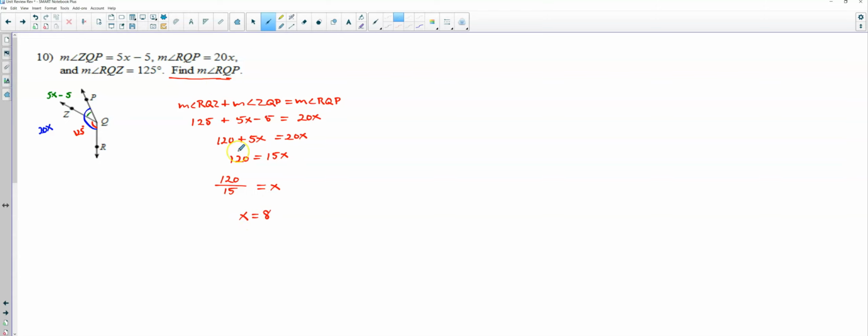Once I have that, it doesn't say find x, it says find the measurement of RQP. So I'm going to go to RQP. RQP is 20x. So that means the measurement of angle RQP equals 20x, which is 20 times 8, which is 160. 2 times 8 is 16. Put that 0 there. So that is the measurement of angle RQP. There we go. That answered that question. Pretty neat.